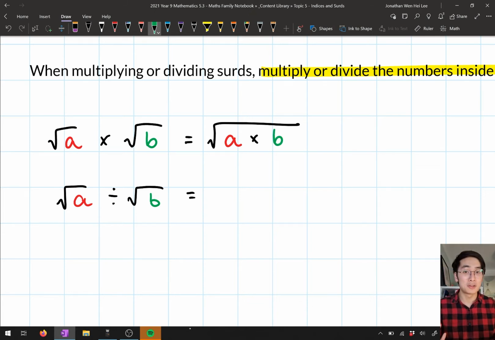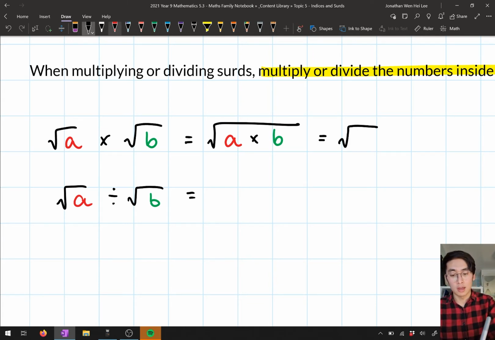So we multiply the two numbers. When we multiply surds, we just multiply the numbers inside the surd. So here, this just becomes the square root of A times B. When we write it in algebra, it just becomes root AB.